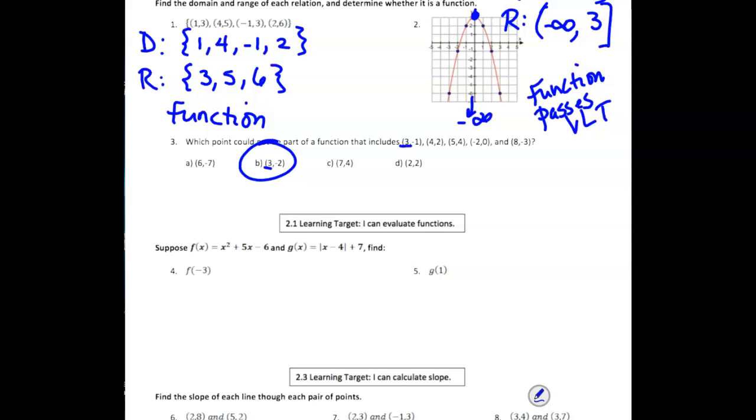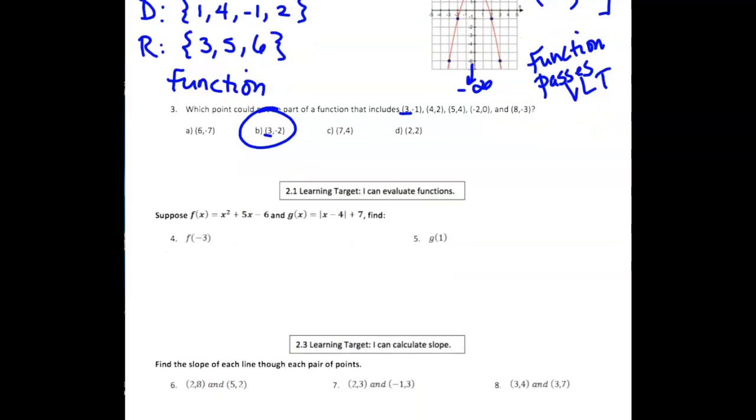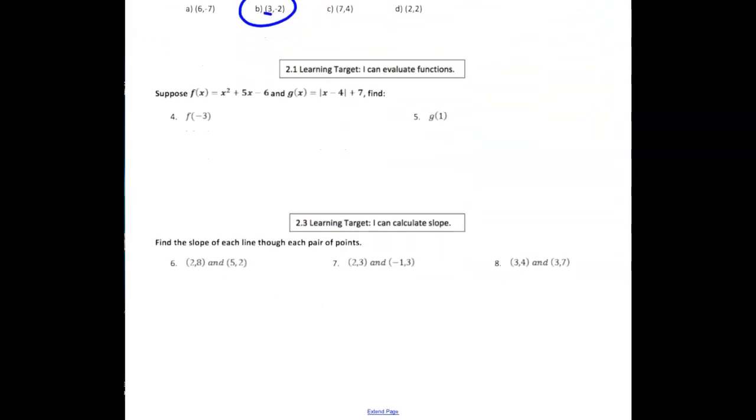Okay. Our second learning target is to evaluate functions. So we are given 2 different functions. The first one says f of x equals x squared plus 5x minus 6. And then we're given g of x is the absolute value of x minus 4 plus 7. It's asking me to find f of negative 3. What does that mean? Put negative 3 in for x into function f.